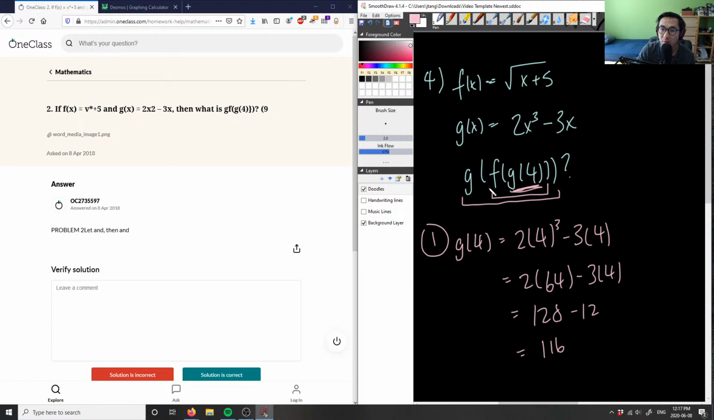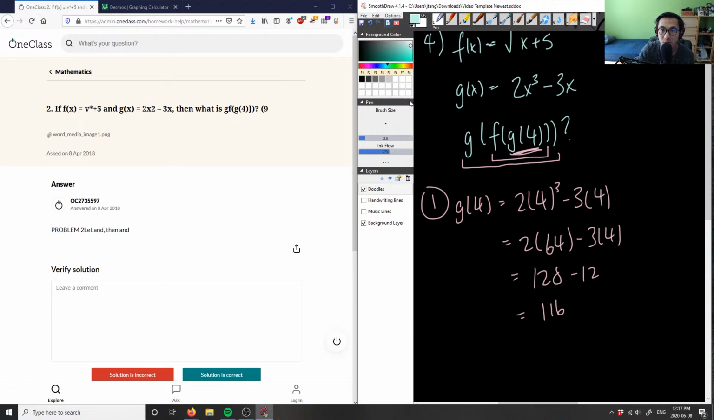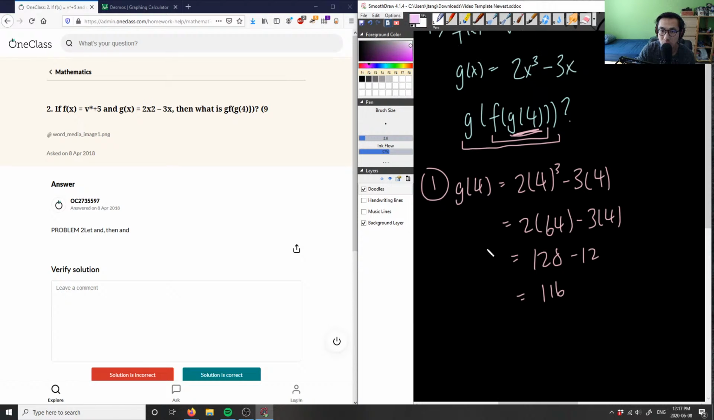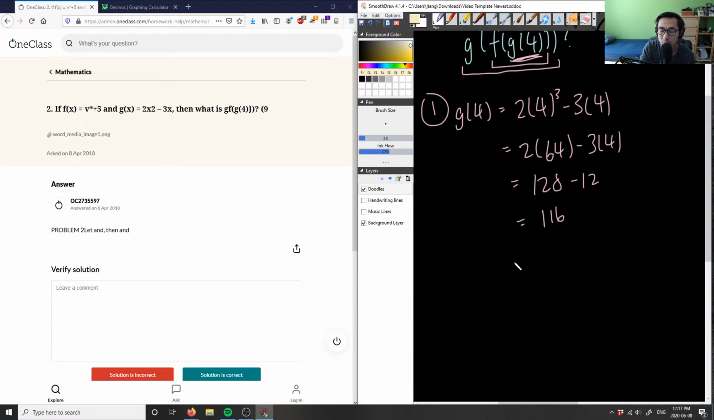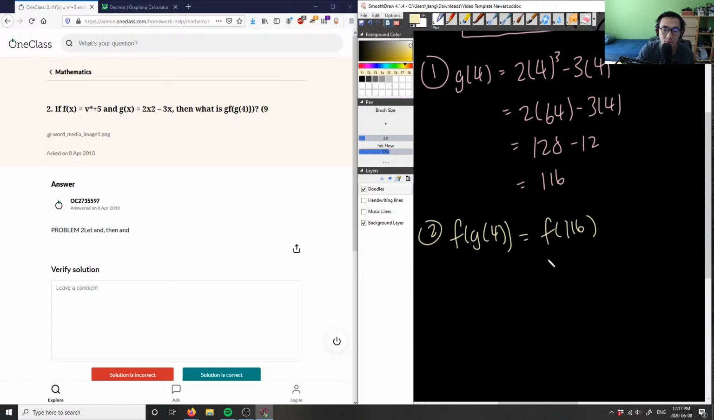Now what we have to do is find what's f of g at 4. Well, I know g at 4 is 116, so I can just find what's f at 116 to get f of g at 4. So I can do number 2. Let's do this in yellow. So what's f of g at 4? Well, this is simply f at 116, right? Because we found out that g of 4 equals 116. So I'm simply finding what's f of 116.